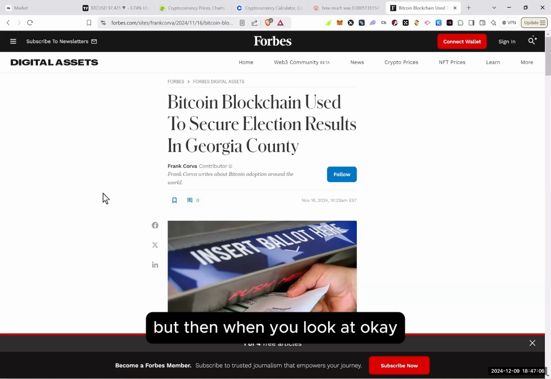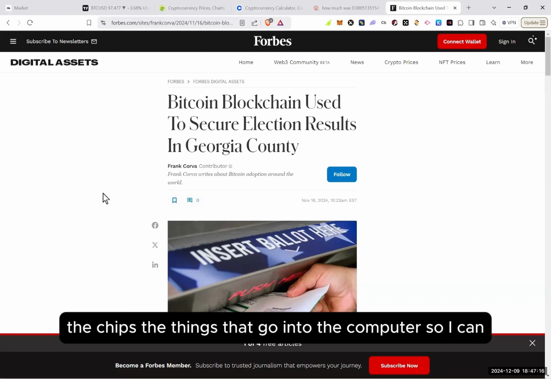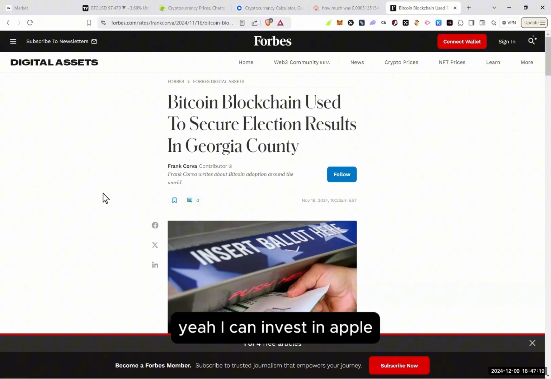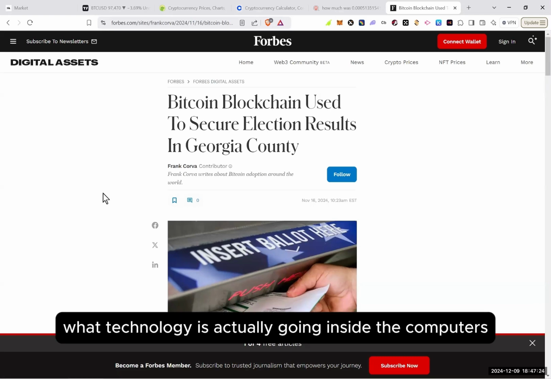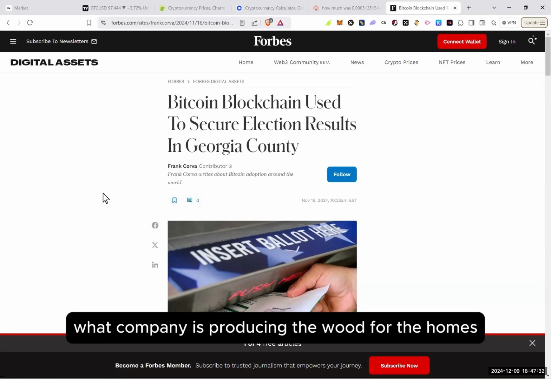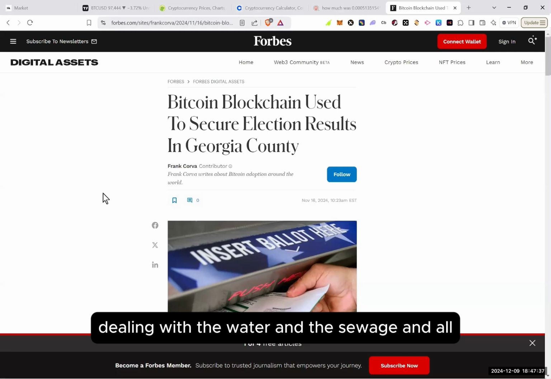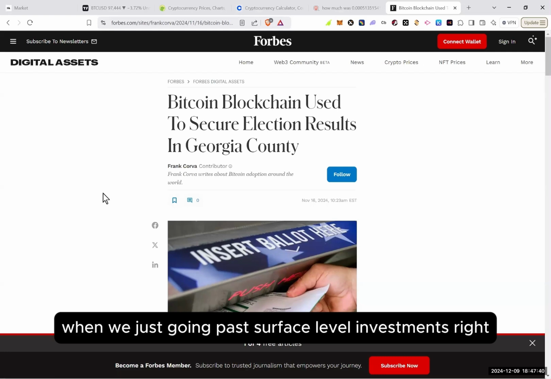Just like in the stock market, I could say I want to invest in a company dealing with real estate. But then look at a company like Nvidia. The reason Nvidia is so valuable is that they're making the processors, the chips, the things that go into the computer. I can invest in Apple or Microsoft, but what technology is actually going inside the computers, and how scarce is that? What company is producing the steel? What company is producing the wood for the homes? What company is dealing with the water and the sewage? Those are the things you want to think about when we're going past surface-level investments.